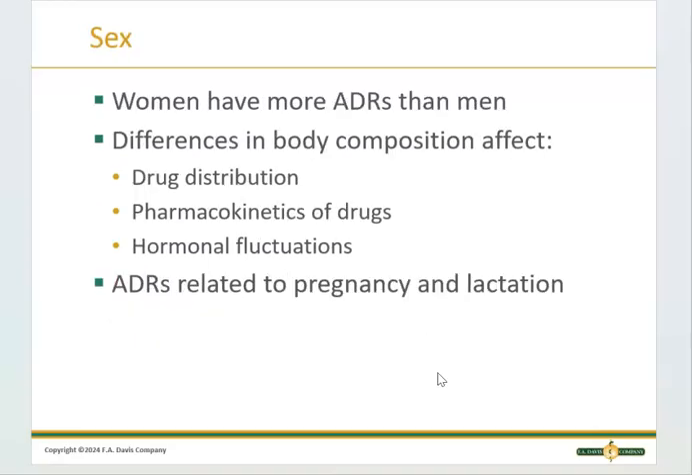Sex or gender: women have more adverse drug reactions than men, probably due to differences in body composition like our drug distribution, pharmacokinetics, and our hormonal fluctuations. And then we know we can have our own ADRs related to pregnancy and lactation.